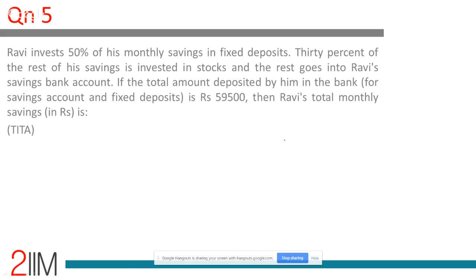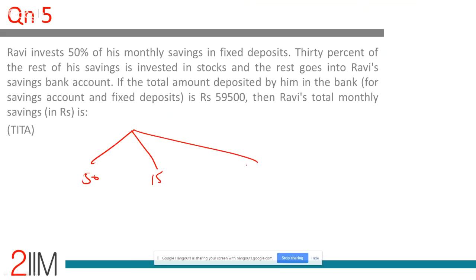He invests 50% of his monthly savings in fixed deposits. Oh, must be a rich guy. 30% of the rest of his savings is invested in stocks. And the rest goes into Ravi's savings bank account. 30% of the rest. 50% of his savings, 30% of the rest. So 30% of 50, 15.